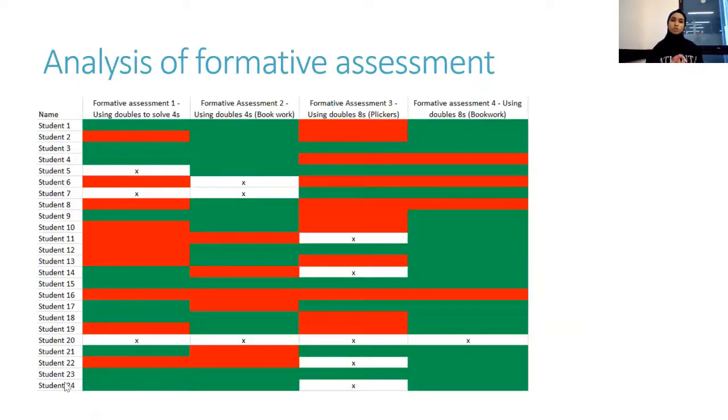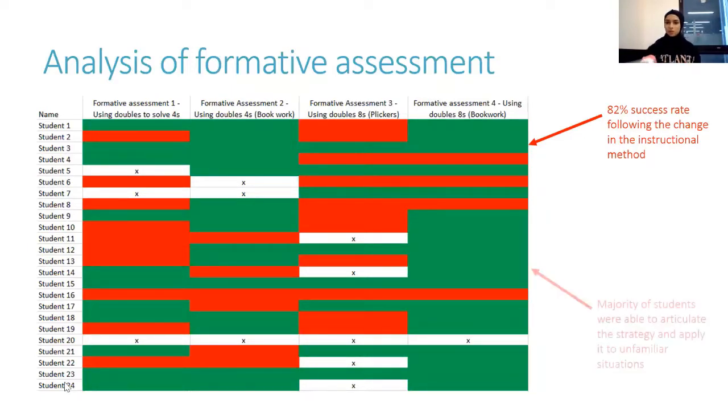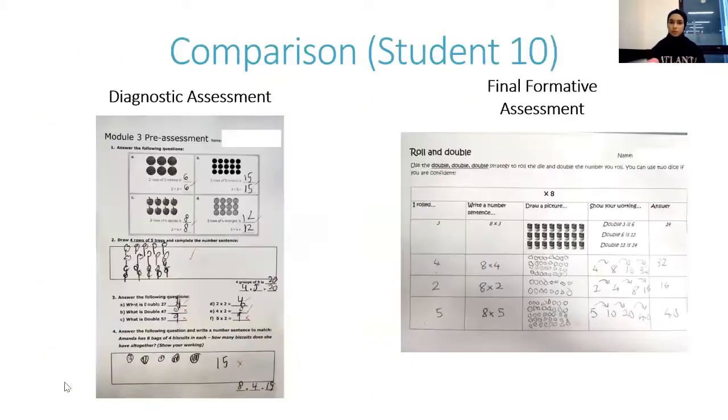So this table here just shows the progression between that first formative assessment and the final formative assessment. So there was actually an 82% success rate following the change in instructional method. So when I changed my own pedagogy and my own instructional method from directly relating my own understandings to the student to coming from a place of student knowledge, I was actually able to get more students to understand the concept. The majority of students were able to articulate the strategy and apply it to unfamiliar situations. And when prompted, a lot of students actually could explain that strategy to me.